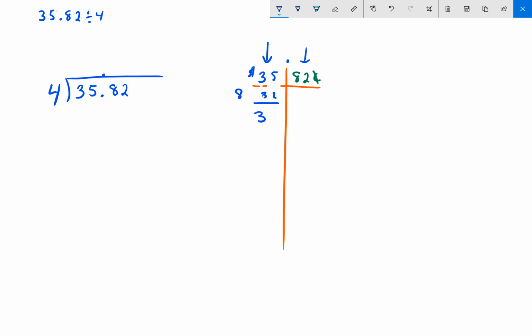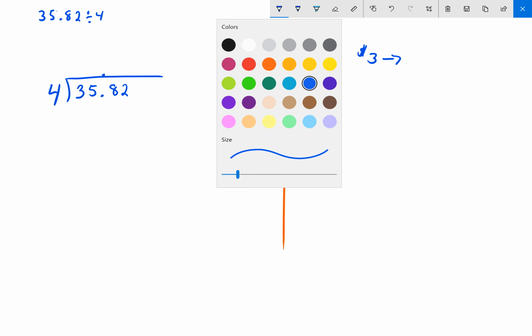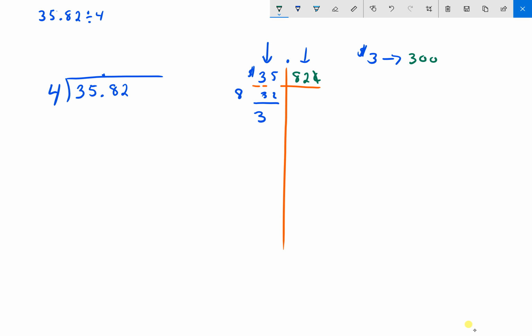Now, obviously, I can't divide 3 by 4, but I could make that $3 into 300 cents. Now when I add that to here, I now have 382 cents. So once again, I can't do anything. The 4 doesn't go into 3, but 4 goes into 38 9 times. So I'm going to put this over here. 9 times 4 is 36, and that leaves 2, and I bring down the 2.